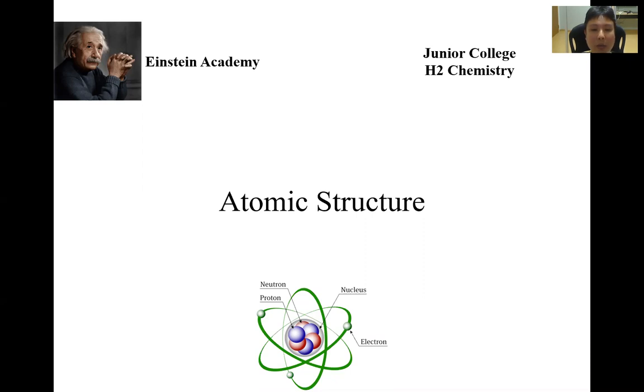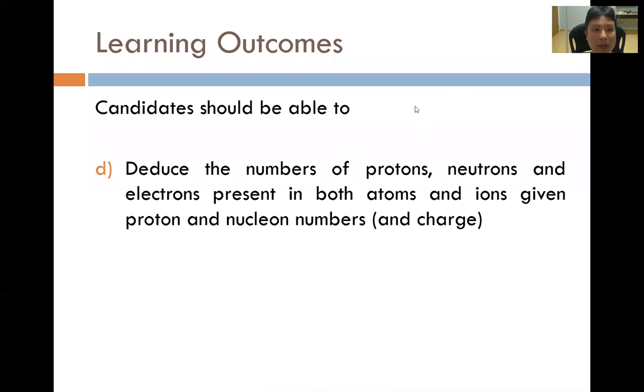In this video, we'll be looking at learning outcomes D and E from the topic of atomic structure from the JC H2 chemistry syllabus. Learning outcome D says that candidates should be able to deduce the numbers of protons, neutrons, and electrons present in both atoms and ions given the proton and nucleon number as well as the charge.